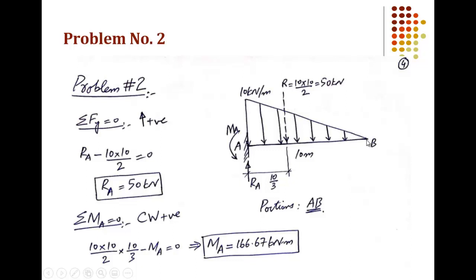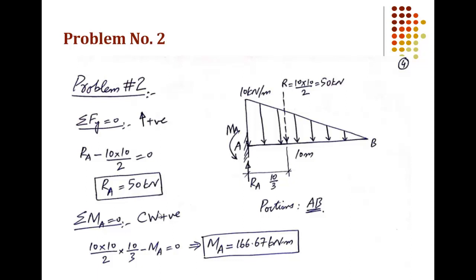We know that the magnitude of the resultant can be calculated as the area of this triangle. The vertical dimension of the triangle is 10, and the horizontal dimension is also equal to 10. So 10 into 10 divided by 2 is the area of this triangle, and that is equal to the resultant, and that's 50. If we rearrange this equation, we have only one unknown, and we can calculate that. So RA is equal to 50 kilonewton.